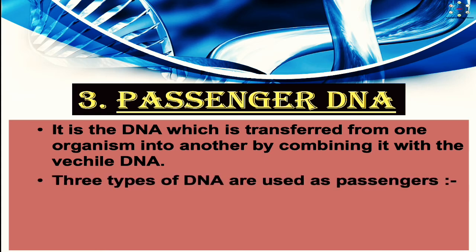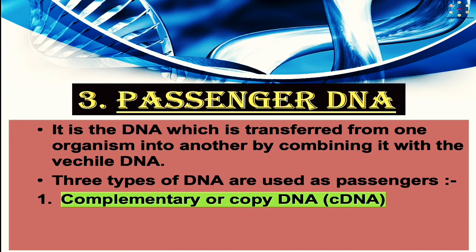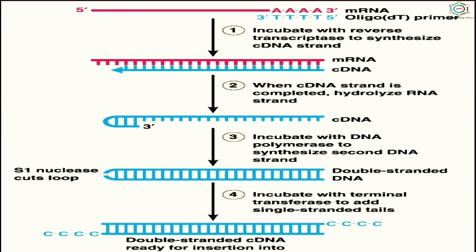Three types of DNA are used as passengers. The first one is complementary or copy DNA, that is cDNA. Here in this picture you can see it is synthesized on the RNA template with the help of reverse transcriptase enzyme and necessary nucleotides. The DNA strand is isolated from the hybrid RNA-DNA complex by using alkaline phosphatase enzyme. A complementary DNA strand is then synthesized on the isolated single-stranded DNA template with the help of DNA polymerase. The cDNA duplex so formed can be joined to vector DNA for introduction into a host cell. So this is the way of formation of cDNA, which you can see in the pictures with all the steps.